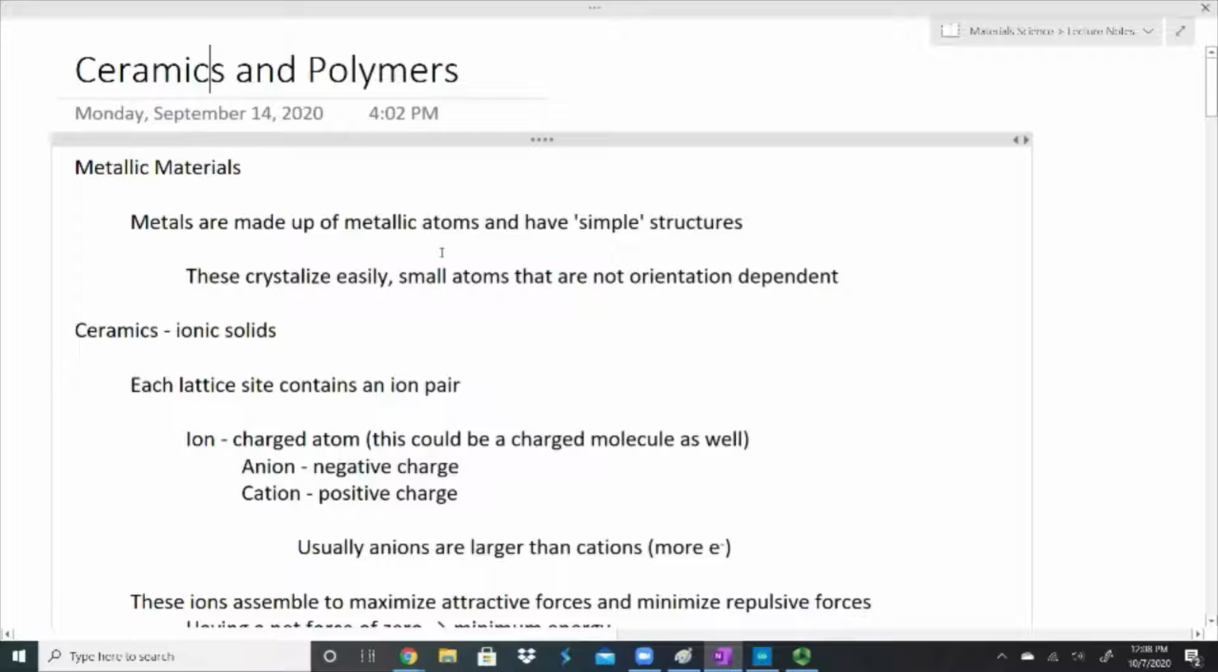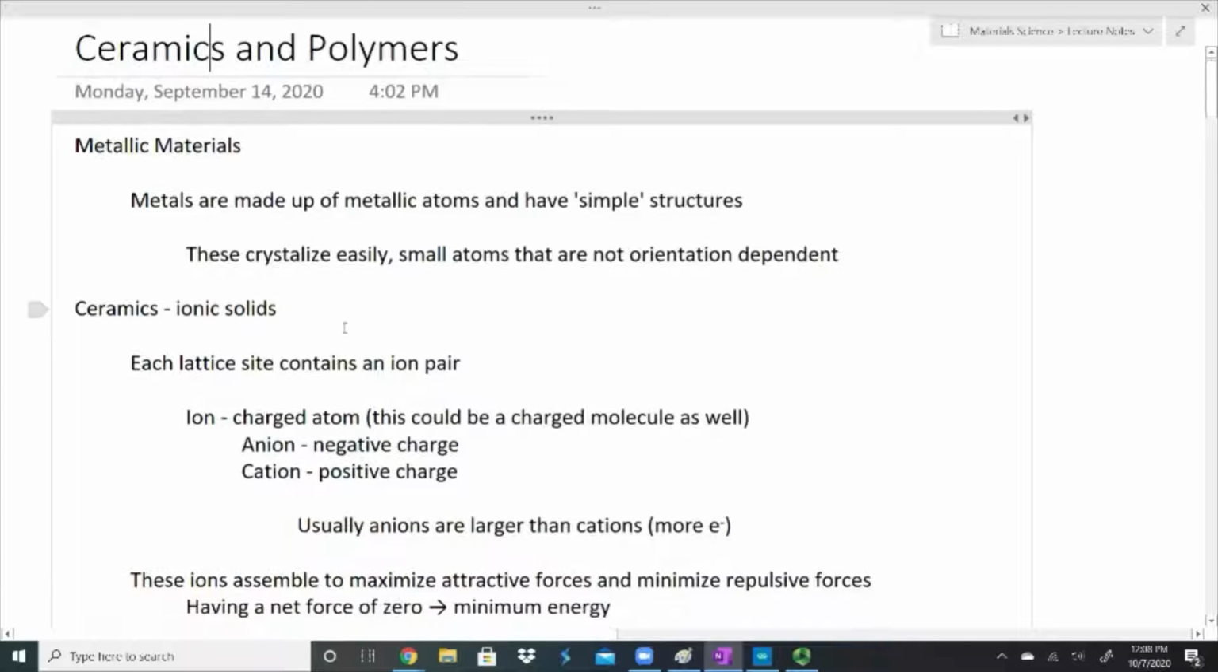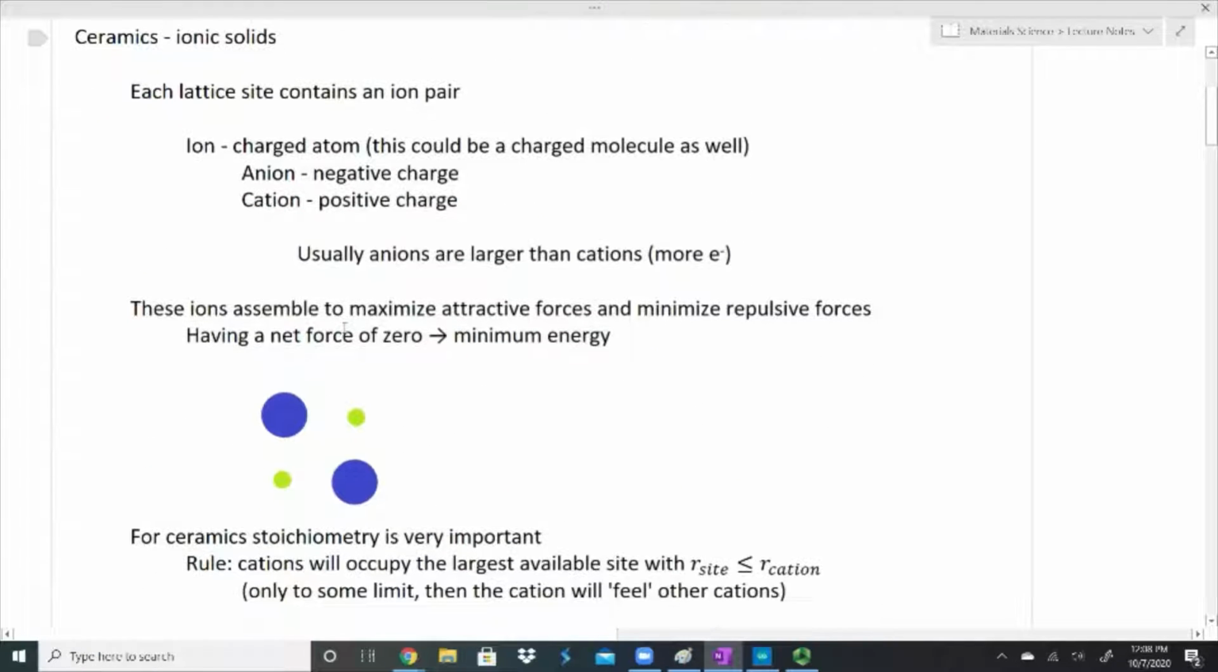We've talked about crystals, and so the idea is that if we understand crystals, then we're going to understand much about metallic materials right now. So we're going to jump into ceramics, and we're going to go through these pretty quickly. This isn't meant to be a full discourse on all these. There are actually whole classes that you can take on ceramics and polymers.